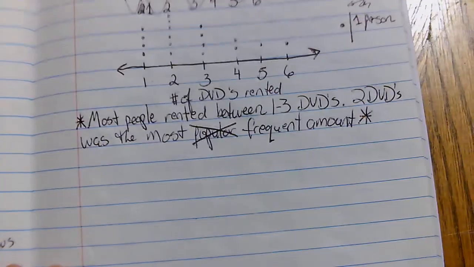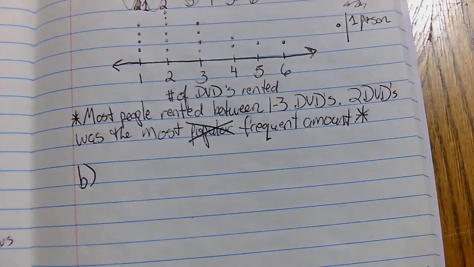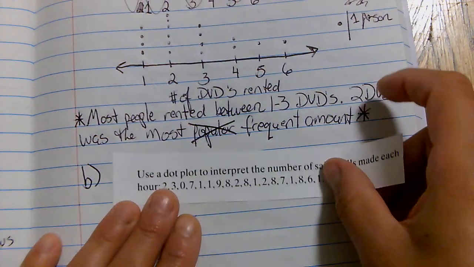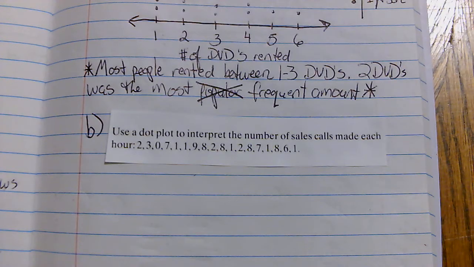Let's try another one. I'm going to put a letter B and get my next glue in, which looks like this. So I'm going to pause and glue in. Please do the same. Alright, so mine is glued in. So it says, use a dot plot to interpret the number of sales calls made each hour.